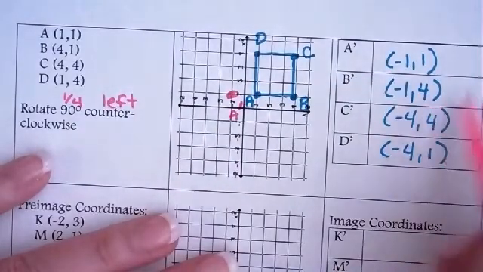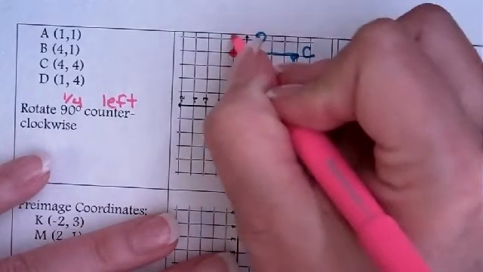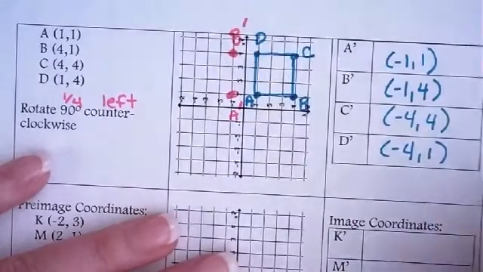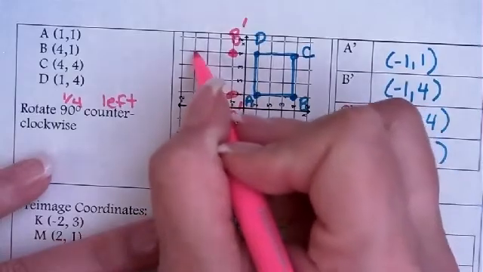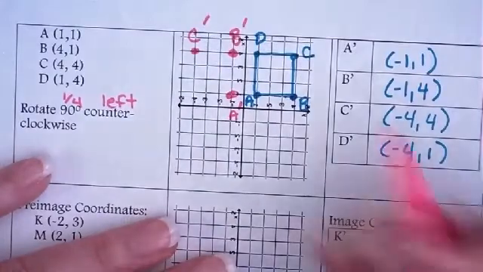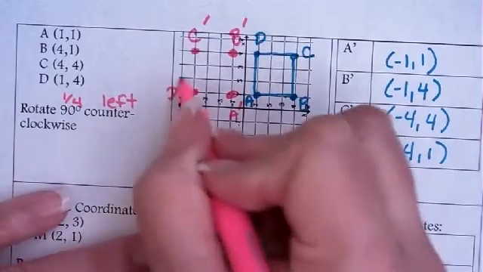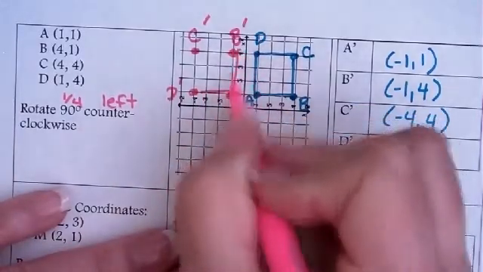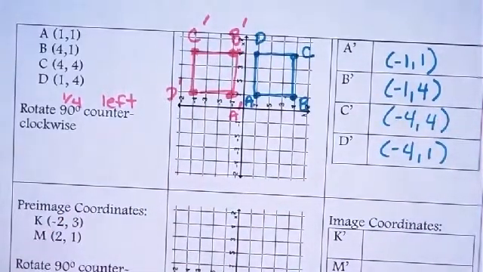B prime is at -1, 4, which is up here, and I'm going to label B prime. C prime is at -4, 4, so that's to the left 4 and up 4, and that's right there. And D prime is at -4, 1, so -4, 1 is D prime. And I'm going to connect them. It's harder to see that rotation there. It really is, but it is rotated. I took it and just laid it over on its side. It's harder to see that square.